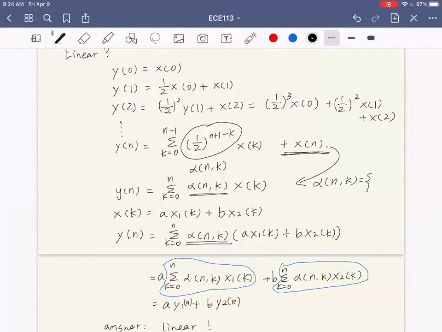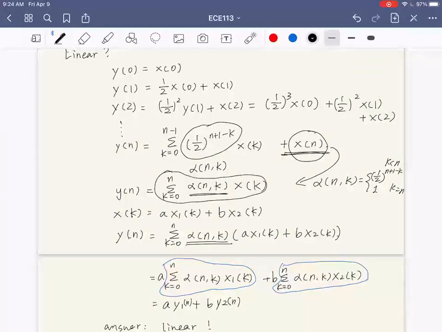So when k is smaller than n, we say that it is a half to the n plus 1 minus k. And when k equals n, we say this is 1. Then they are equivalent, right? Because the x of n acts like the last term of the new summation.